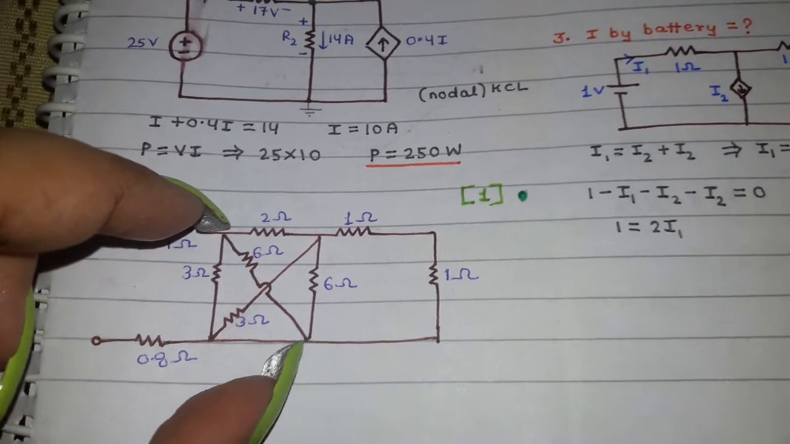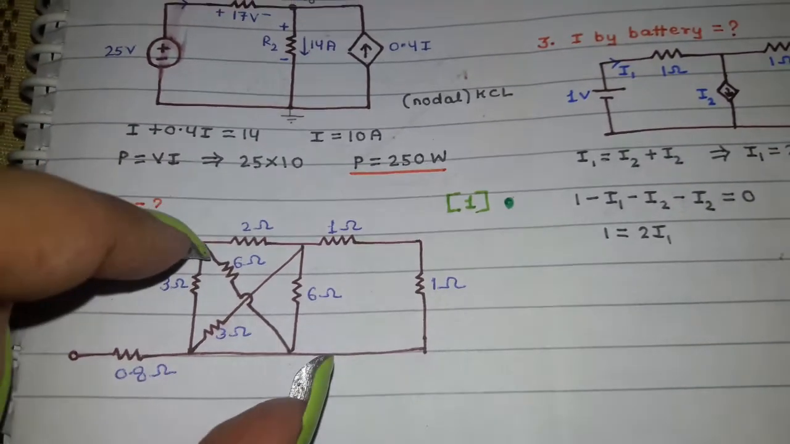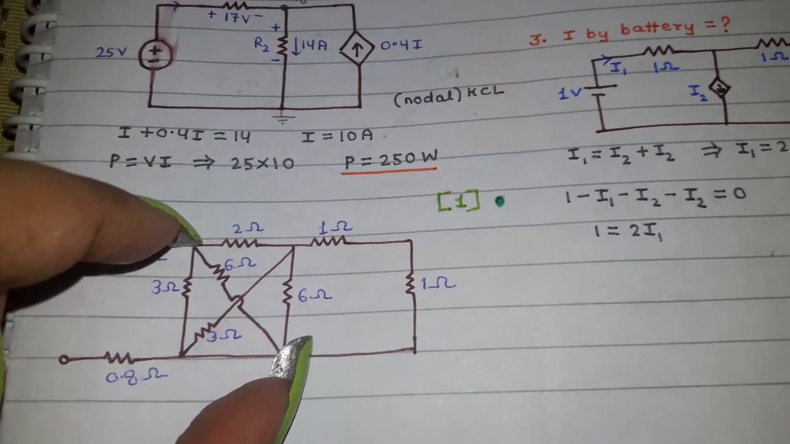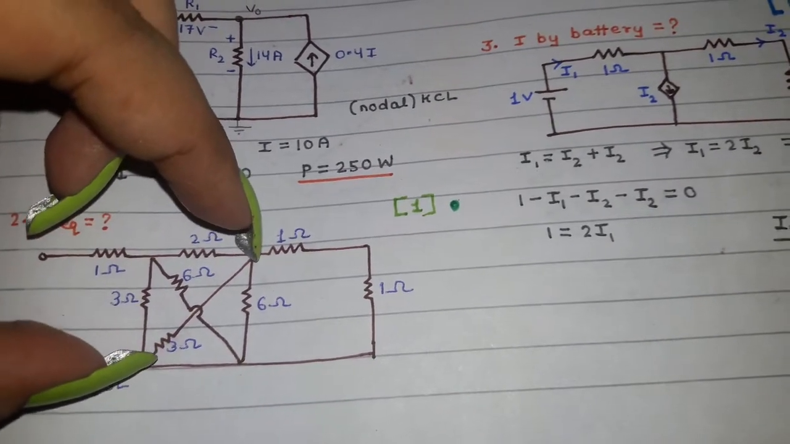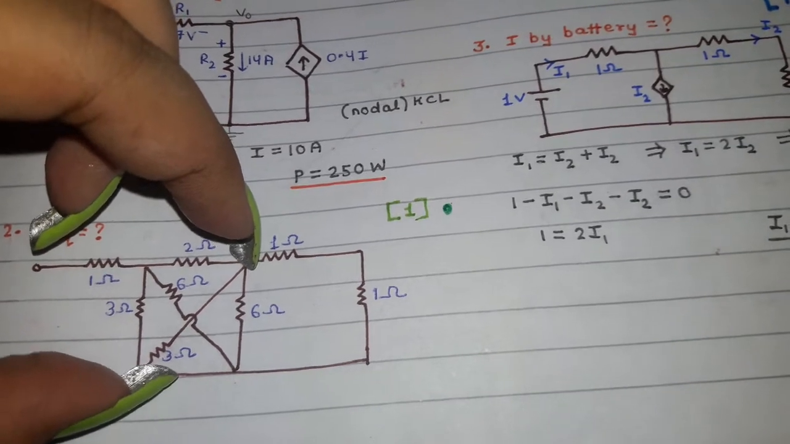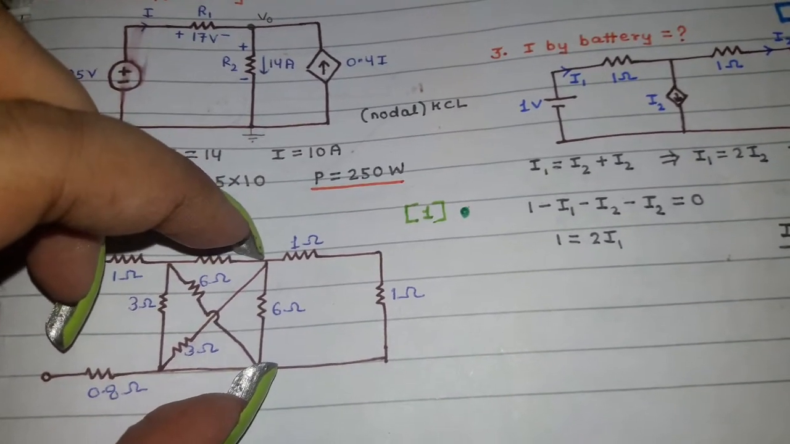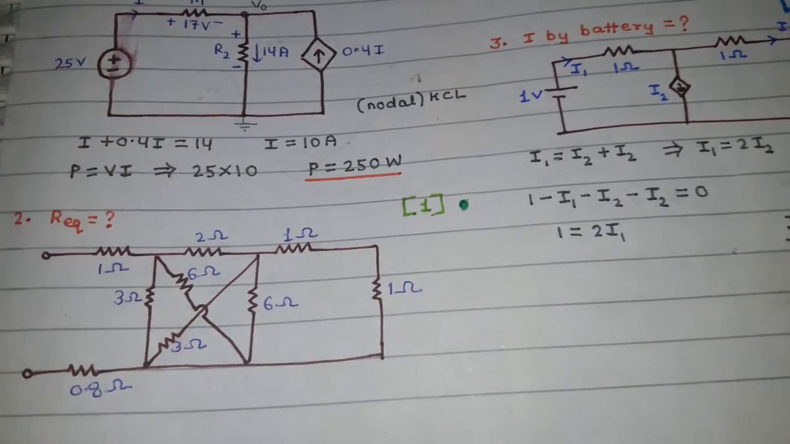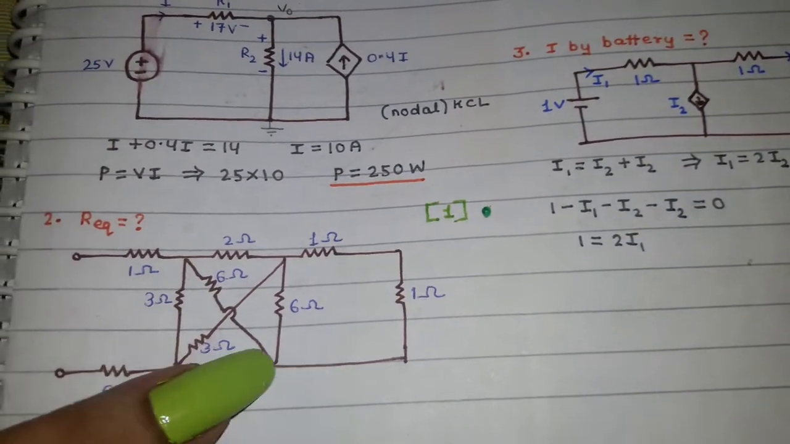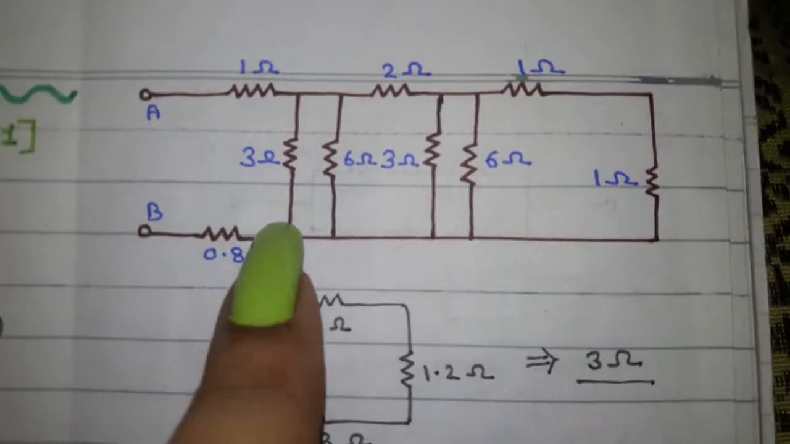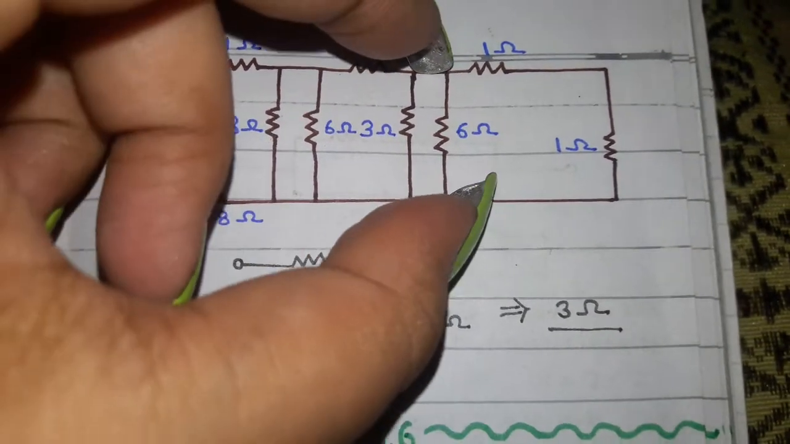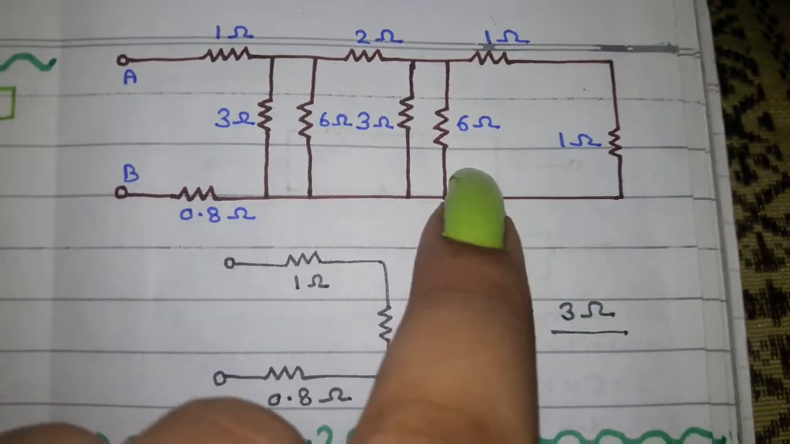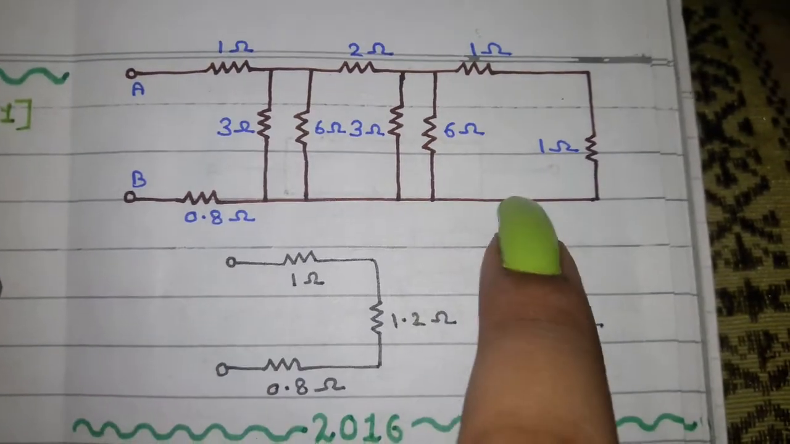If you place this terminal of the 6 ohm resistance like this, and the 3 ohm resistance this way, you get a parallel combination of two pairs of resistances. What I mean to say is you can turn this circuit into this particular format. When you manipulate the circuit, you get two parallel combinations. Now this question is easy to solve.